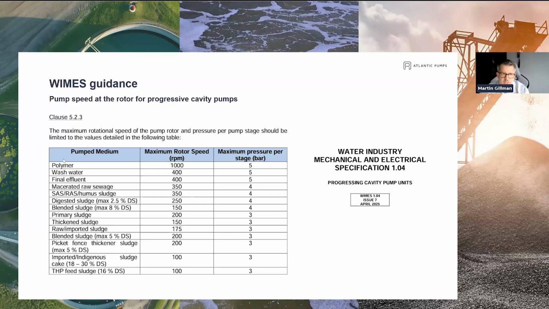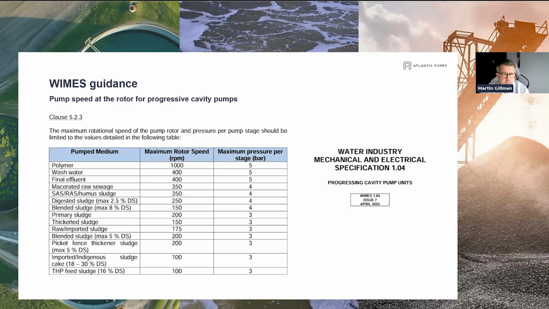So, for example, you can read it yourself, if we're just pumping polymer, which is nice and slippery and easy to pump, we're using a PC pump, we can run that pump up to 1,000 RPM, without any real concerns, because the liquid is quite viscous, it's very self-lubricating, and the pump will love it, really, okay?